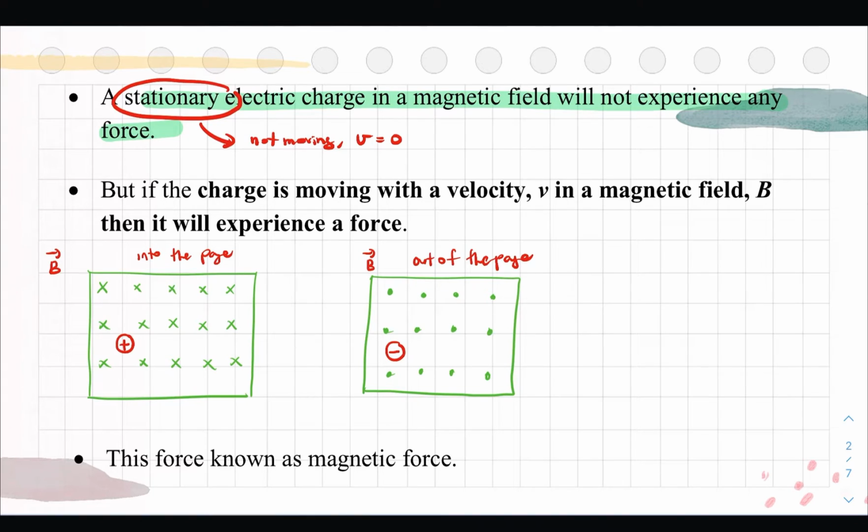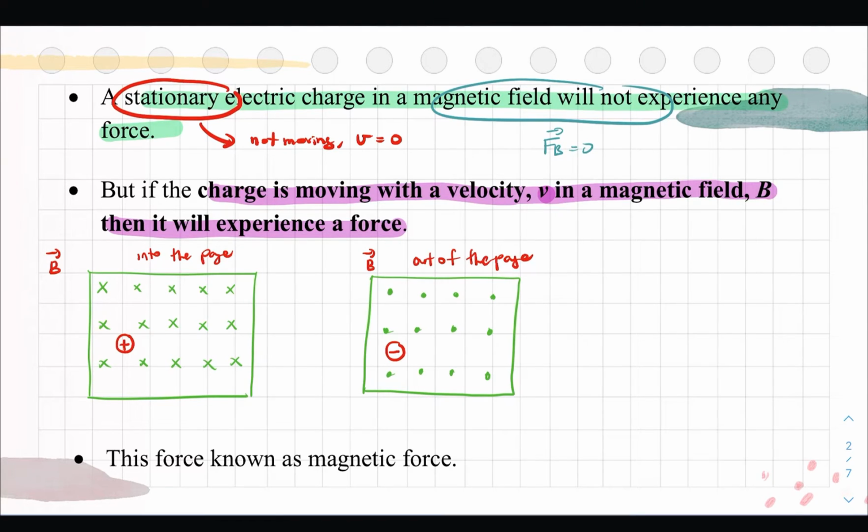So, bila charge letak dekat dalam ni, dalam uniform magnetic field, tak ada apa-apa force. Nothing. Saya letak je, takkan ada force. So, magnetic force equals to 0. Takkan ada magnetic force. Okay, but kalau charge is moving with a velocity in a magnetic field, then it will experience a force.